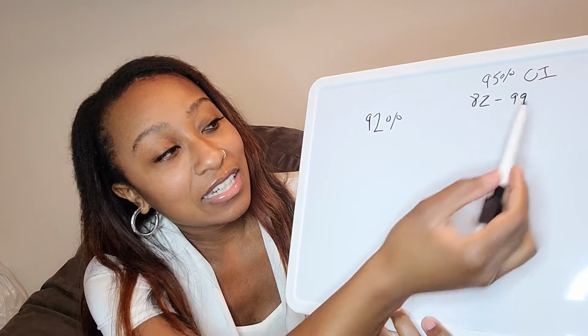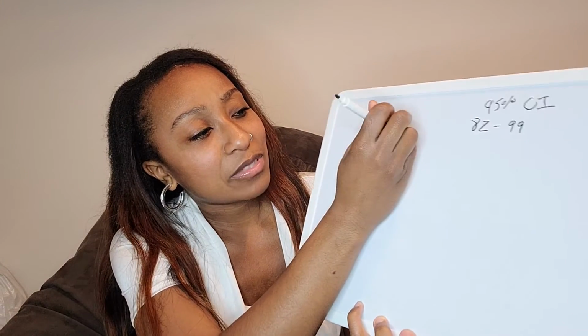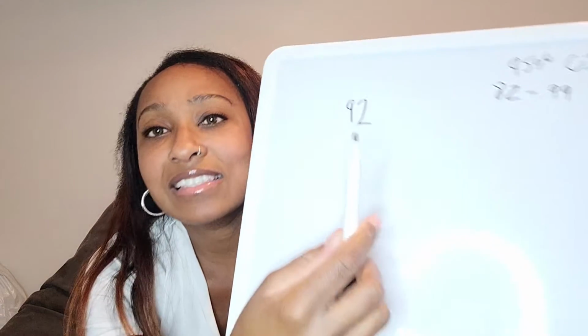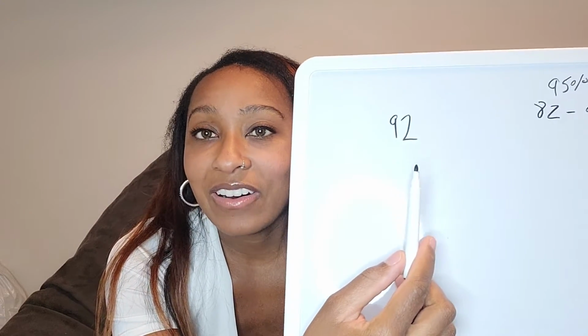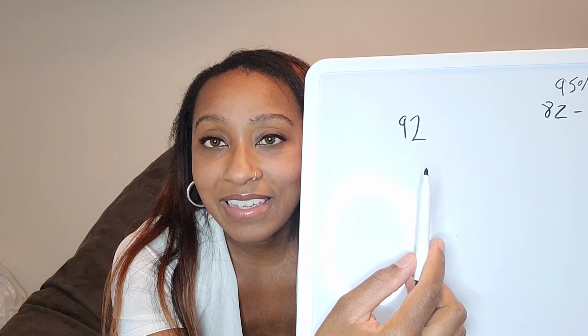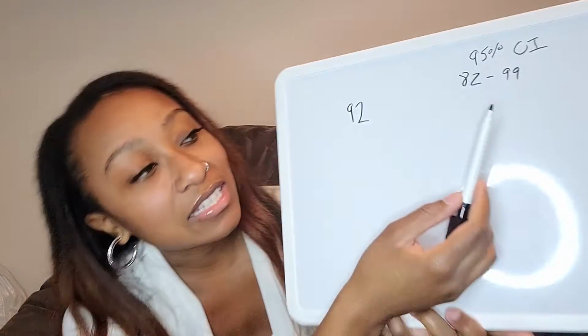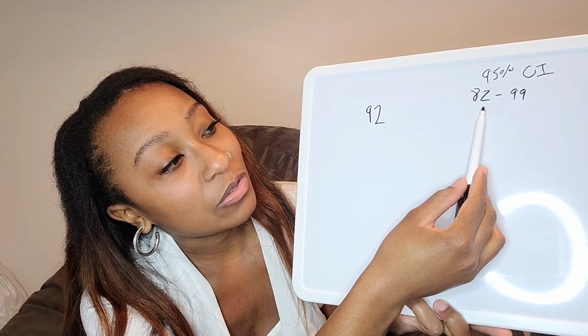82 and a 99. So the kid scored 92 on this hypothetical WISC. If they were tested in a year, there's a 95% chance that they will score between 82 and 99. But there's a 5% chance that they won't. But most likely, their score is going to range in between there. So that's what confidence interval is.